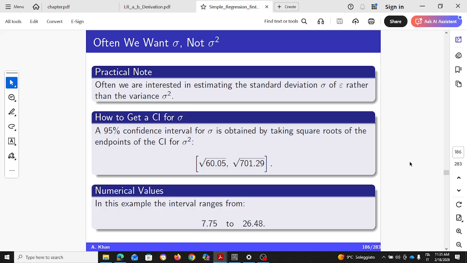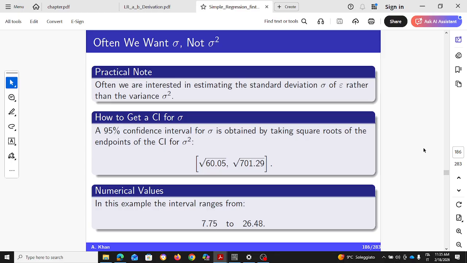Often in many cases we don't want sigma square, but the standardized version of it. We want just sigma. So to get that for the confidence interval, what we do is just take the square root of those confidence interval limits. Then we have the standardized values for the sigma square, which is now sigma.